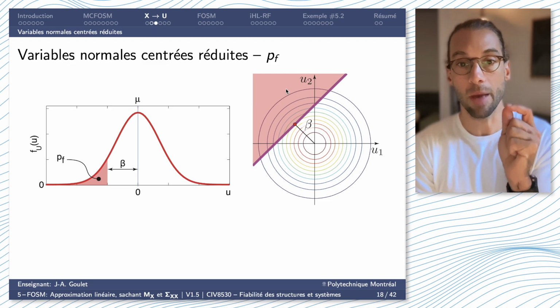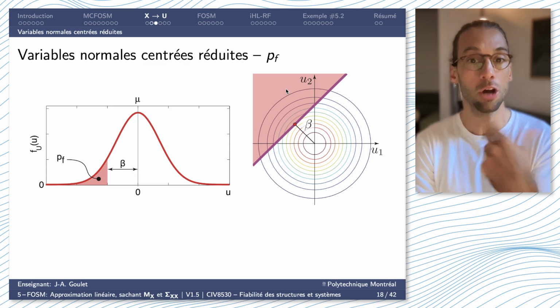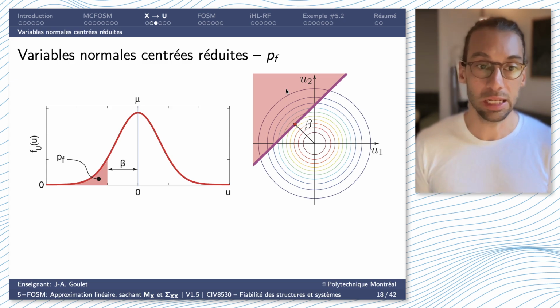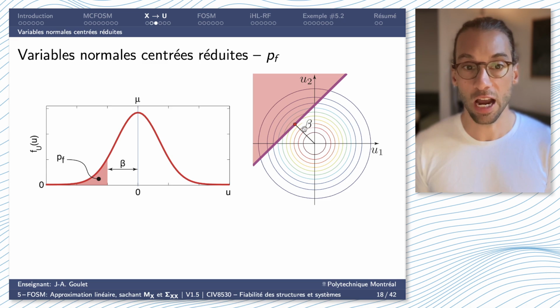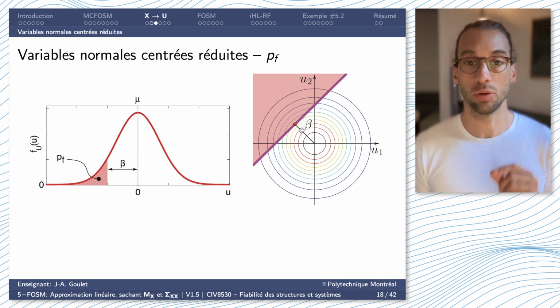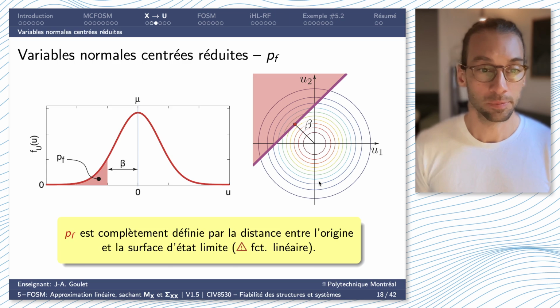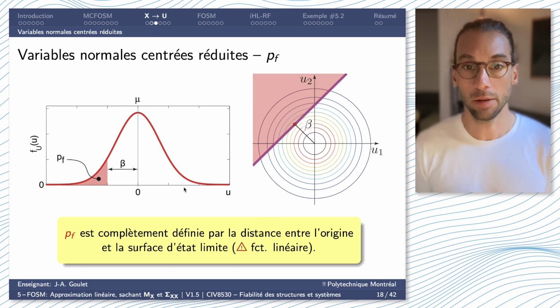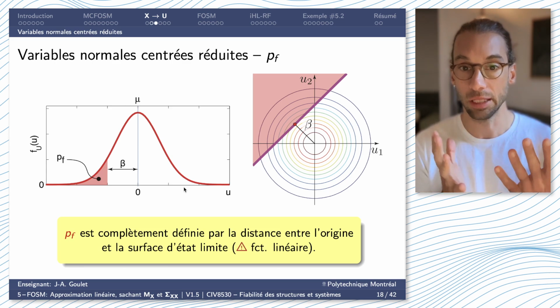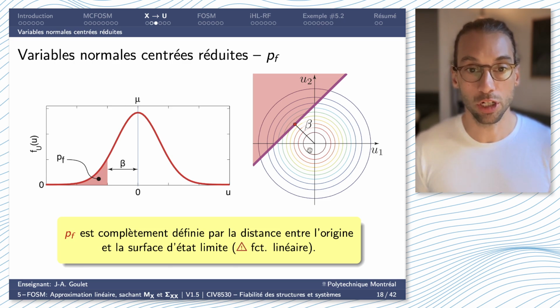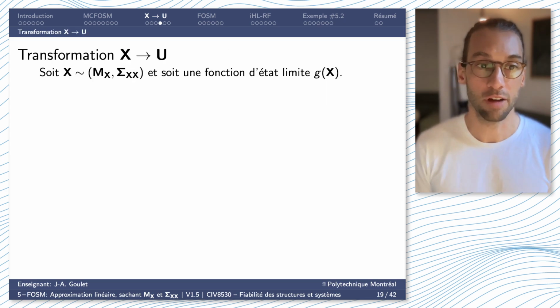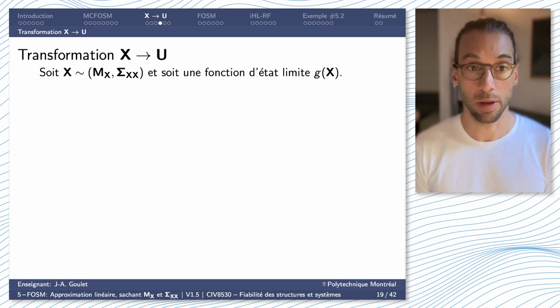So the only thing that matters, either in 1D, 2D, or 100 dimensions, is the distance between the origin and a plane. So at the end, if we can find this beta, whether we're in a 1 or 100 dimensional domain, we're going to be able to evaluate our probability of failure. So in summary, the probability of failure or reliability index is completely defined simply by the distance between our origin and that limit state surface. So this is what we're going to be aiming at finding and estimating as accurately as possible.